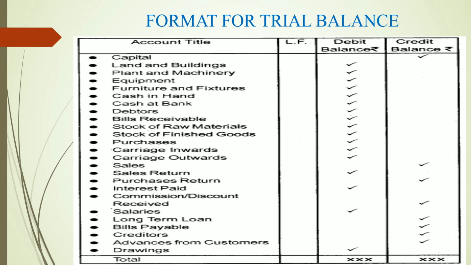And then advances from customers. Suppose the goods have not yet been delivered, but they received the advance. In that situation, till the goods are delivered to the customer, that amount is a liability of the company. So in that way, it is credited. Drawings. Drawings is personal cash or any goods taken from the business. It will be considered as drawings, so it will be debited. So these are some of the account types which are debit or credit, shown here. I hope you understand.